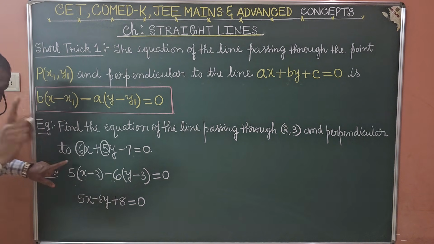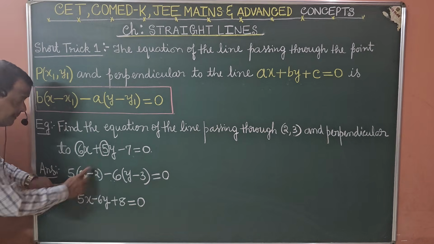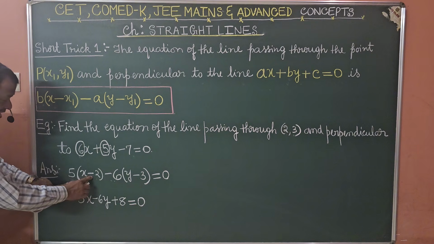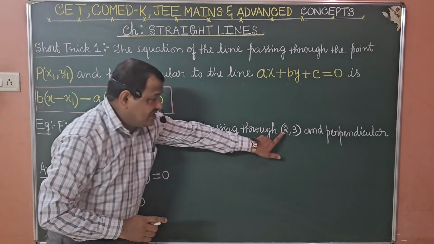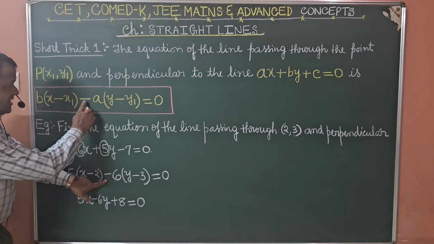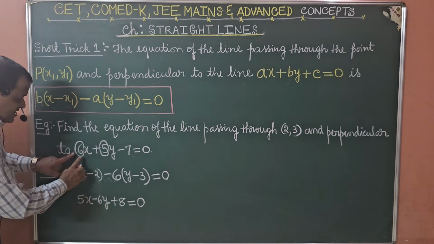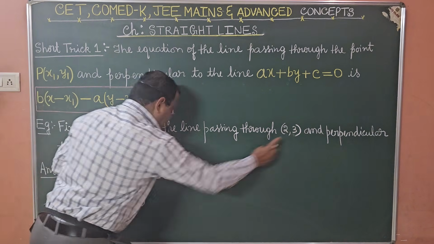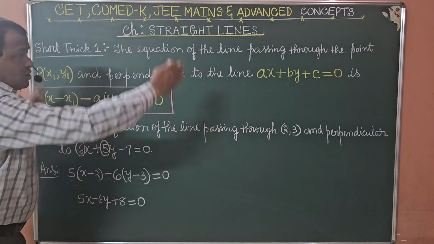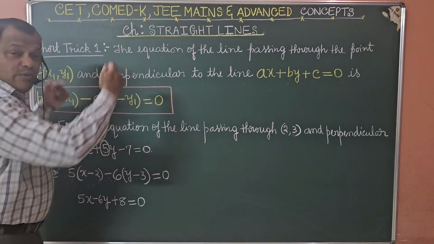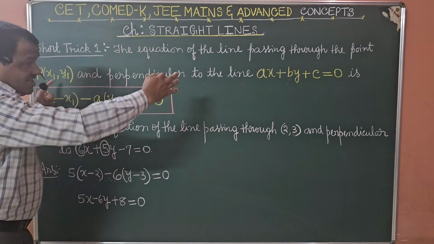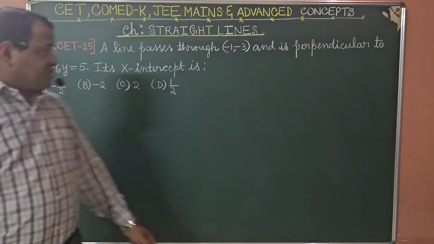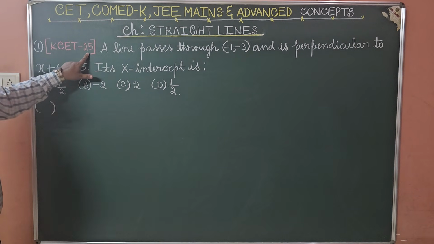Again I will tell you, this 5 first, that is the coefficient of y, that is 5. This acts like b, 5 into, write a bracket x minus, then x1 I need. This x1 is this 2. Then in between minus, write a. This a is this coefficient of x, this 6, open a bracket, y minus y1, this 3, equal to 0, simplify. So kindly go through, and now I will take up one KCET question using the same short trick and explain it. Dear students, using short trick 1, we have a question from KCET 2025.